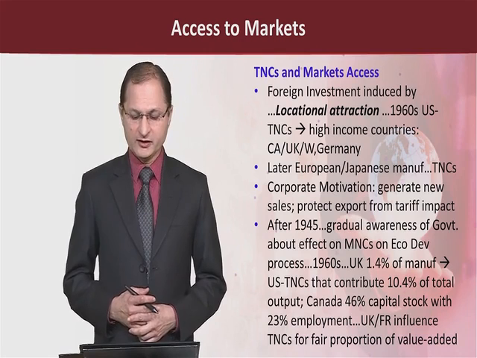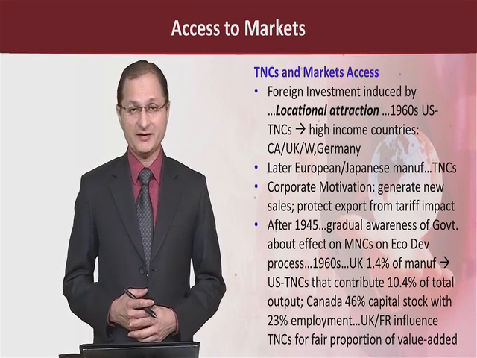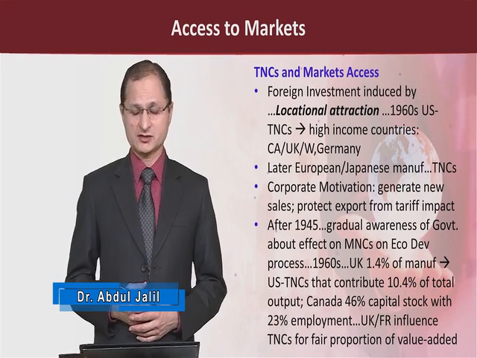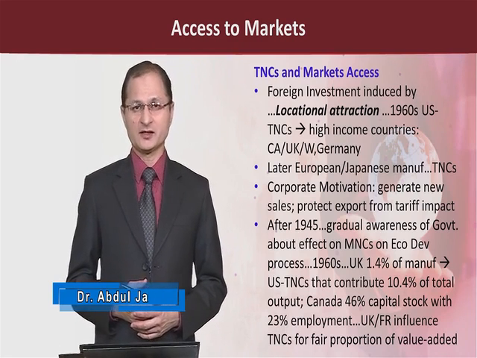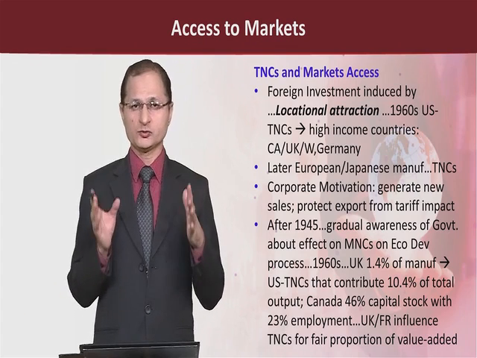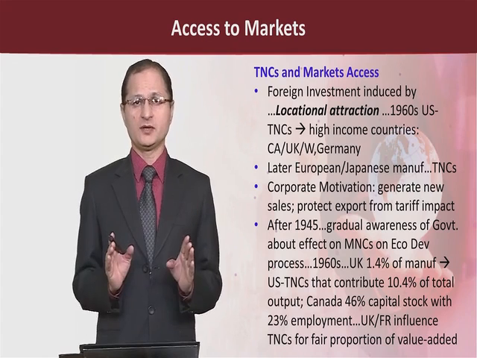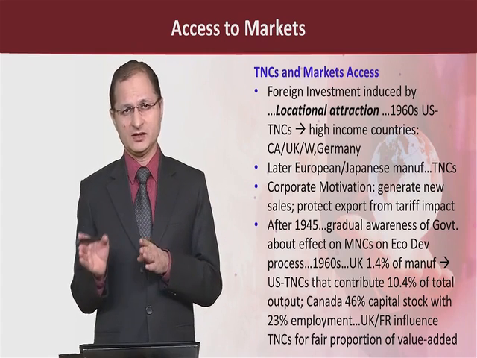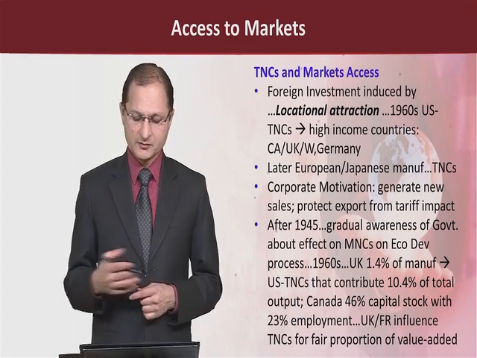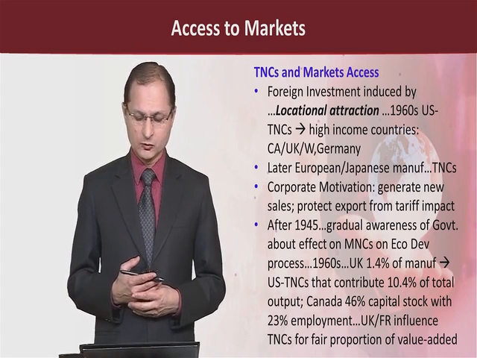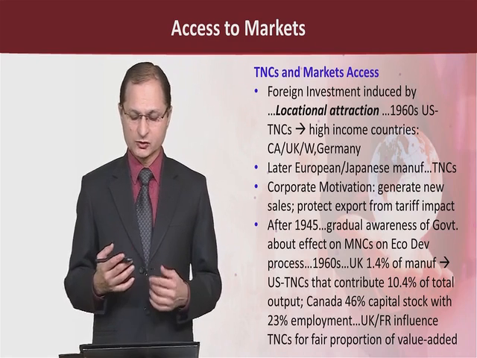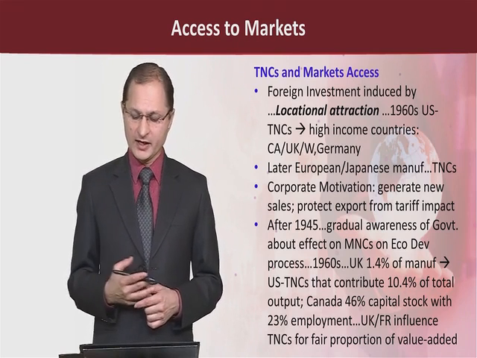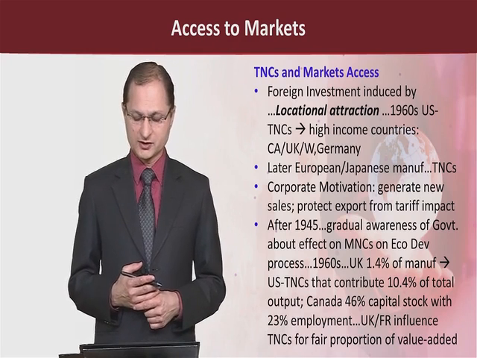So actually, foreign investment induced by locational attraction happened in the 1960s. Mostly United States transnational corporations moved towards high income countries. The high income countries identified those particular locations which were considered suitable by the transnational corporations to start their investment or move foreign direct investment into those countries. High income countries included Canada, the United Kingdom, West Germany, and so on. So these countries were the potential areas where more and more investment was made by transnational corporations.